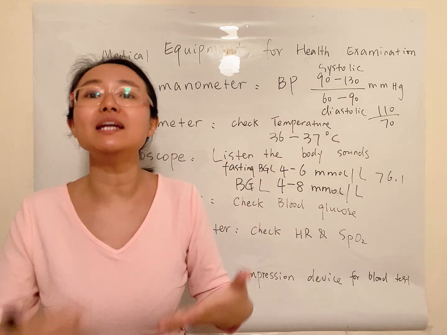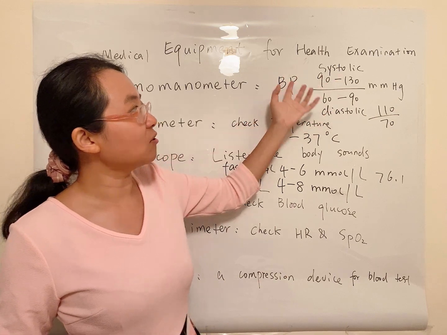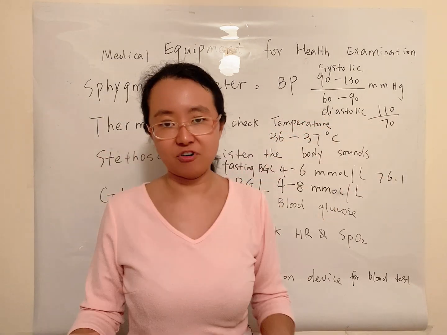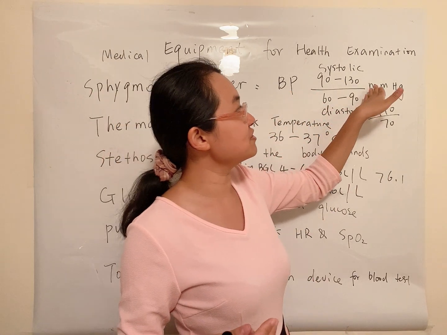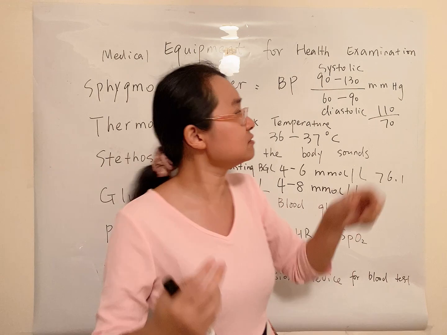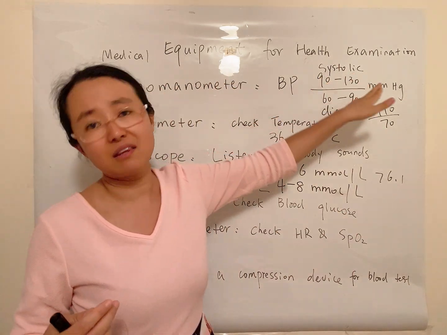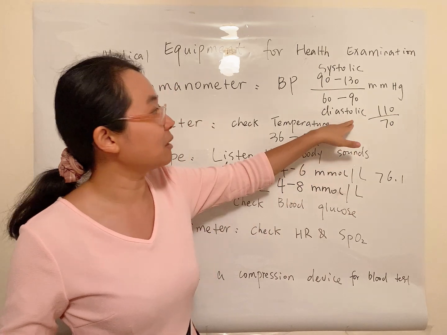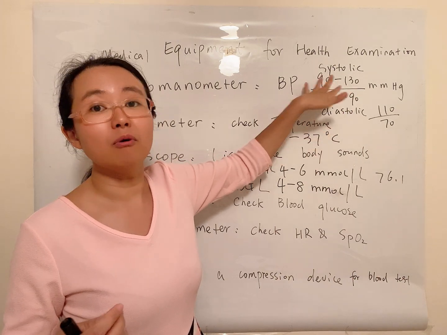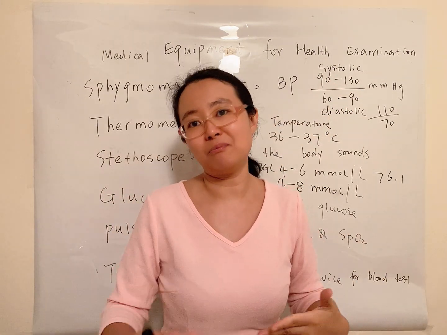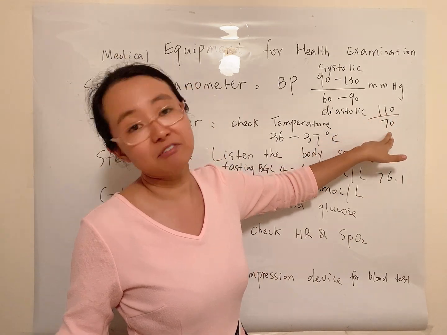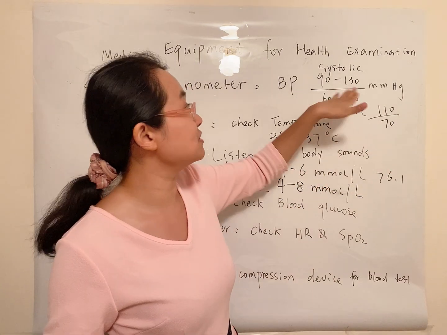And it has two readings. The number on the top is called the systolic blood pressure, and the number on the bottom is called the diastolic blood pressure. Right? The unit for blood pressure is millimeter mercury. So the normal range for the systolic blood pressure is between 90 to 130, and the normal range for diastolic blood pressure is between 60 to 90. Say if your blood pressure falls in this normal range, that means you have no issue with your blood pressure, so that's good. So for example, if your blood pressure is 110 over 70, that means it's normal because it is within this normal range.